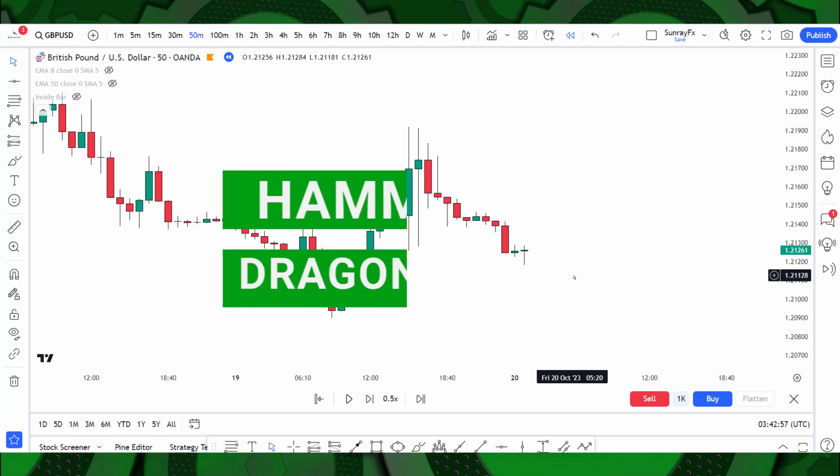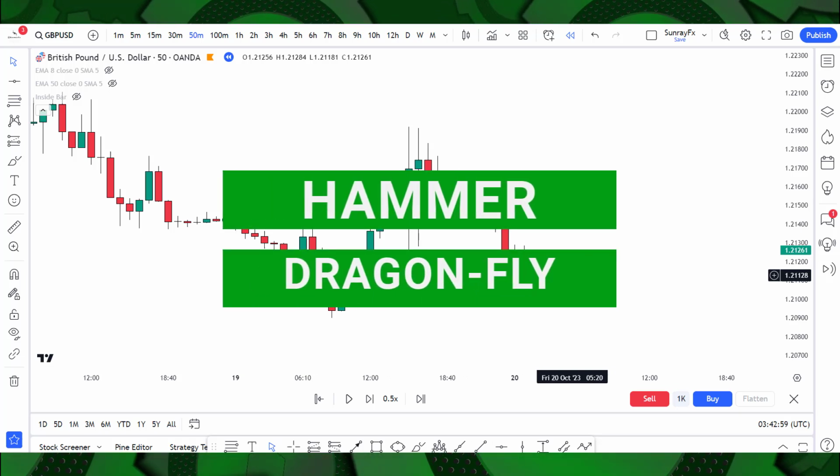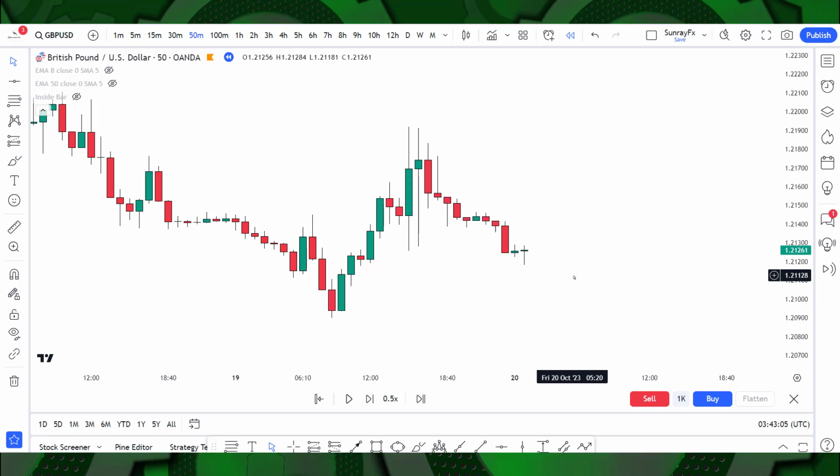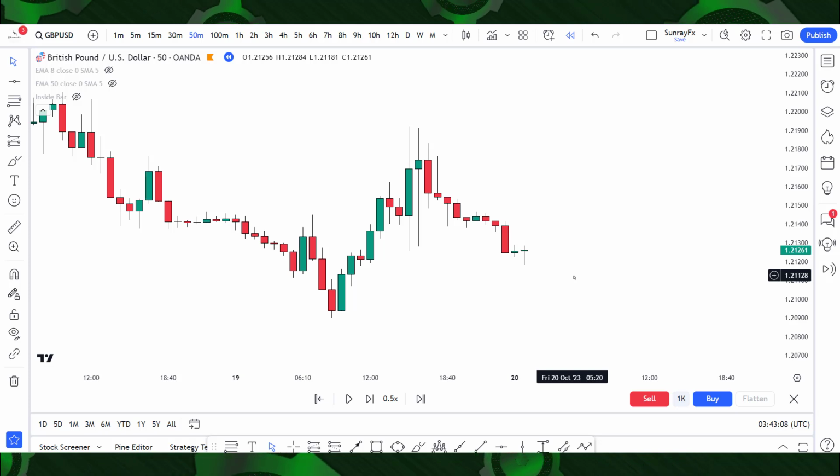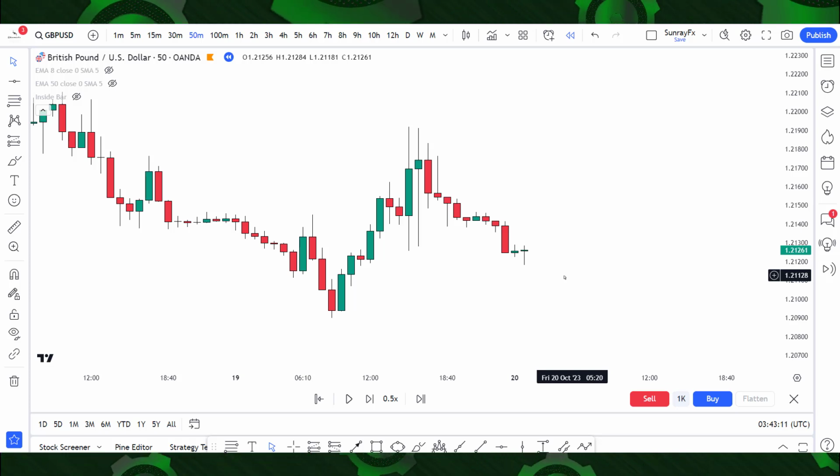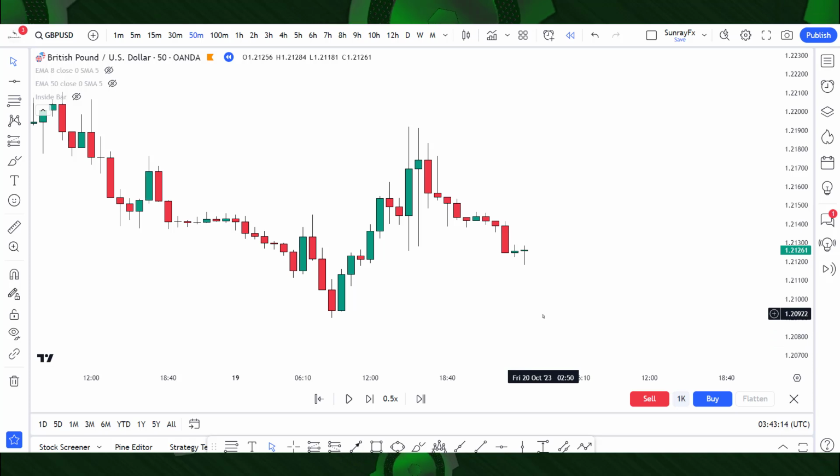But today, I want to show you how to trade the hammer and dragonfly doji. Please be ensured that you see the previous video before you see this one, because that is how you are going to get the sequence of the training, and that's how you are going to get along, and to ensure that you are learning at the speed of light.